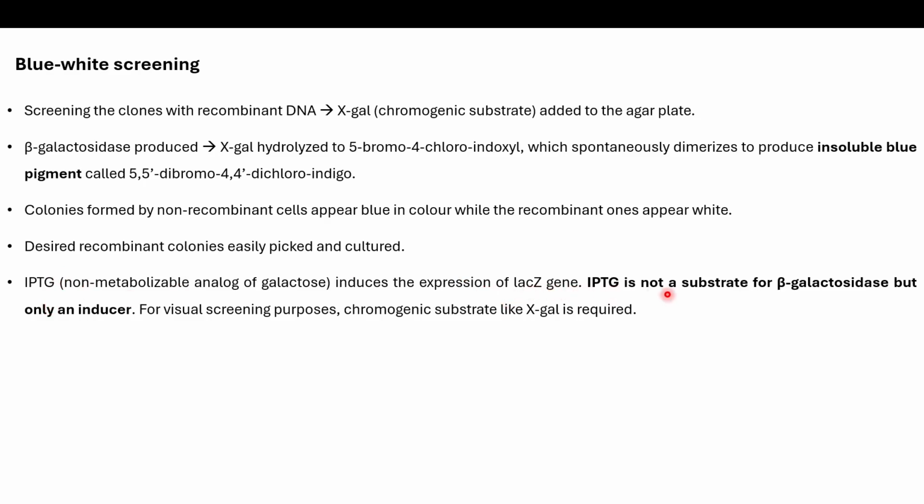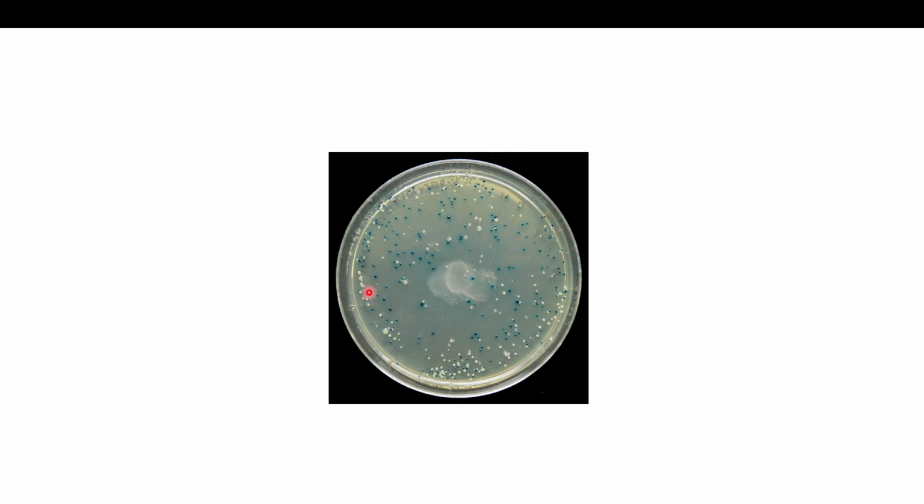This is the thing that should be kept in mind: this is not a substrate for beta galactosidase, but it acts only as an inducer. But for visual screening purposes, you have to use a chromogenic substrate like X-gal. So this is how the plate looks like.